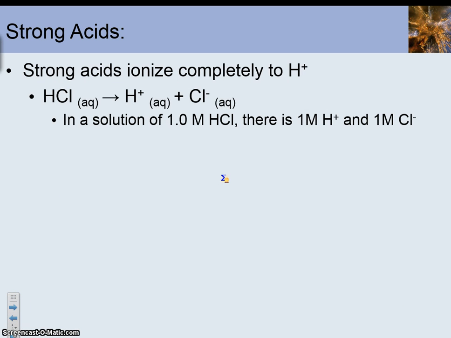So we're going to use terms that we're going to define first, and those are strong acids and strong bases, as well as weak acids and weak bases. Strong acids are acids that, when dissolved in water, completely dissociate, like certain soluble ionic compounds, like table salt. So if I take hydrochloric acid and mix it with water, all of the H's and all the Cl's are going to separate and go their separate ways to become H+ ions and Cl- ions. So if I have a 1 molar solution of HCl, I would have a 1 molar solution of hydrogen ions and a 1 molar solution of chloride ions.